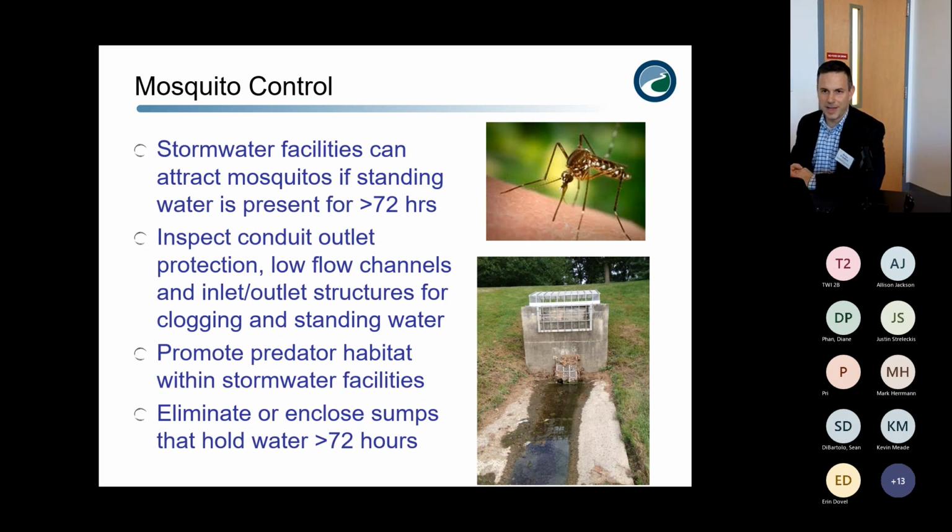Mosquito control comes up a lot with the public, so I wanted to mention that. Stormwater facilities can attract mosquitoes if standing water is present for more than 72 hours. That's where that 72-hour requirement comes from. But a lot of times it's this picture on the bottom right that's creating the mosquito problem. It's not your constructed wetland. It's these little pools of water. It's this concrete low flow channel, where we'd rather have the water infiltrating, where you have some buildup of leaves and then you just have 2 inches of water sitting there, right? So that's the type of thing that we want to try to prevent.